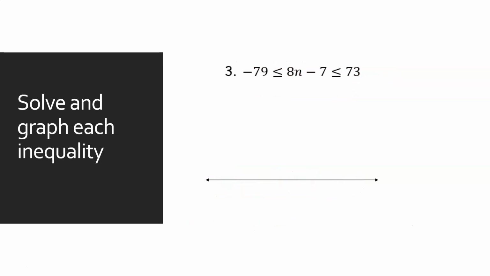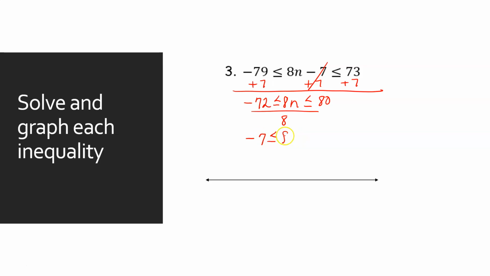Okie doke. Next one. This is an and, we have to get n by itself. So I'm going to subtract 7 from everything, first of all. Add 7. So negative 79 plus 7 is negative 72. And then 73 plus 7 is 80. Now I'm going to divide everything by 8. So I have negative 9, which is less than or equal to n, which is less than or equal to 10.